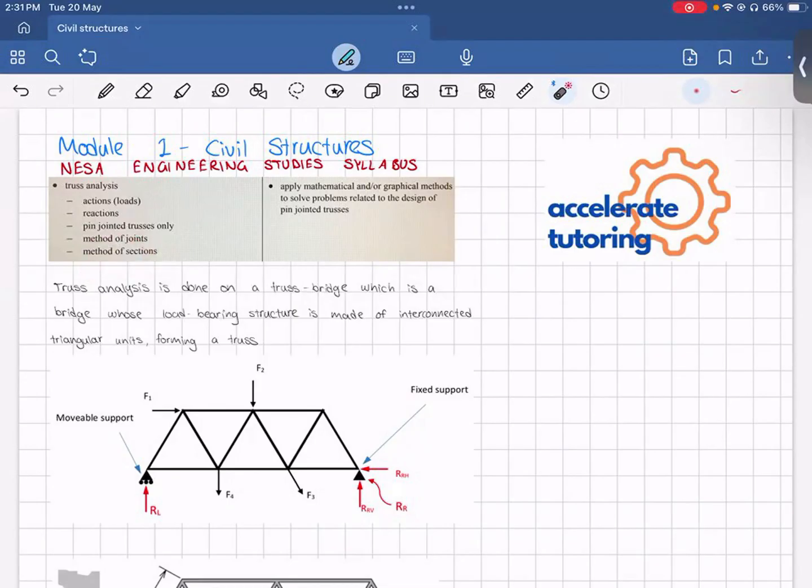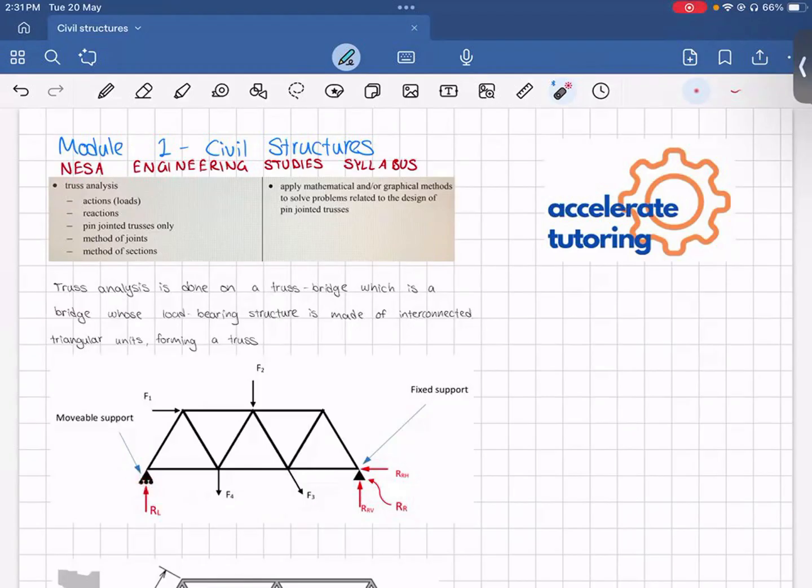Now, first of all, truss analysis is done on a truss bridge, which is a bridge whose load-bearing structure is made of interconnected triangular units forming a truss. Another way to think about what a truss is, it's a simply supported beam, typically a horizontal truss supported at both ends, as you can see in this diagram, with one fixed support and one roller support. So here's our fixed joint on the right-hand side, and then here's our roller joint or movable support on the left-hand side.